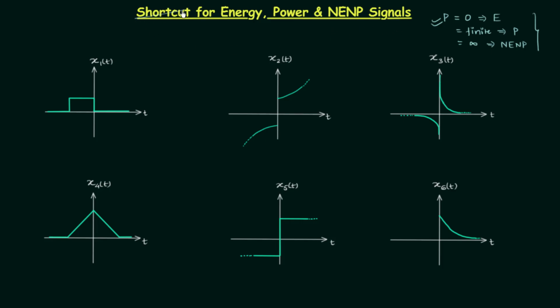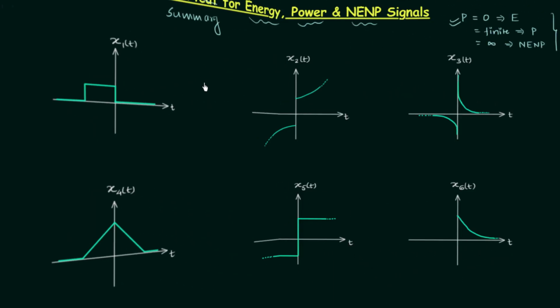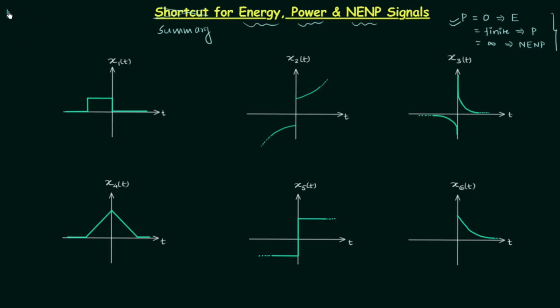This name shortcut should not be there because we have discussed energy, power, and NENP signals in detail, and whatever we are going to do here we have already discussed in earlier lectures. So this is a summary for energy, power, and NENP signals. We will use the conclusions which we have drawn till now to solve the questions without performing any calculation. Now I will start the discussion with energy signals.